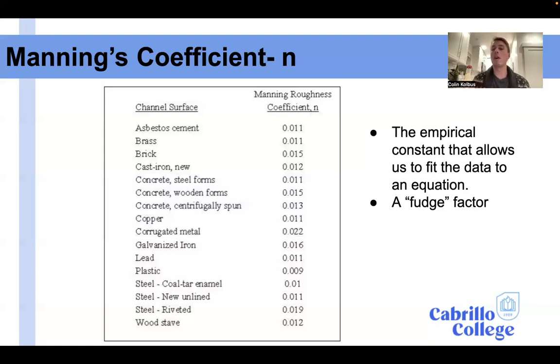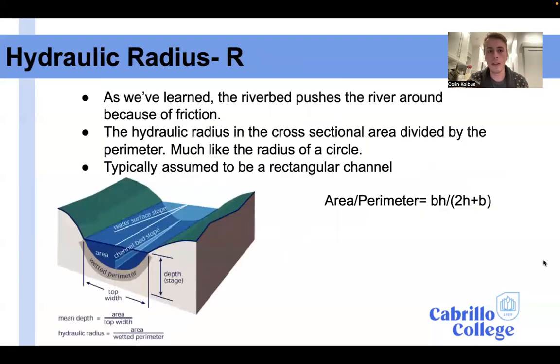And this is sort of our fudge factor. As you get into more complex environmental flow equations, you'll get more fudge factors that allow you to manipulate the equation a little bit to best suit the situation at hand.